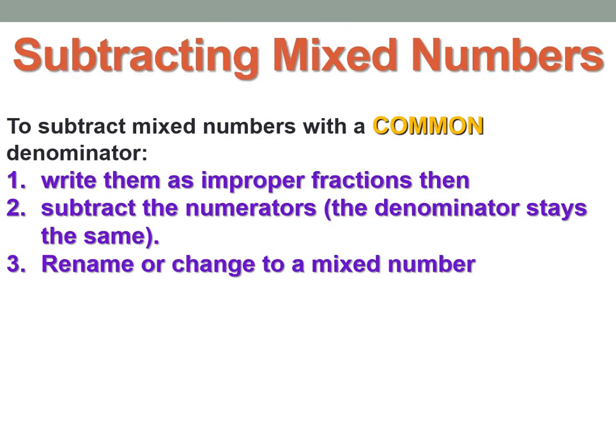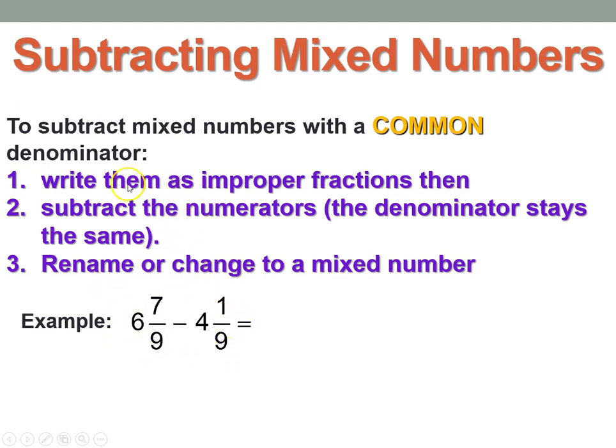All right, take it up a notch. So what we have to do is write our mixed number as improper fractions. Then we're going to subtract the numerators. The denominator stays the same. And then at the end, we might need to change it back to a mixed number depending on the answer. So let's check this one out. I have 6 7/9 minus 4 1/9.